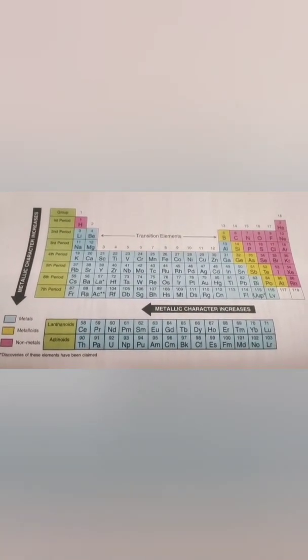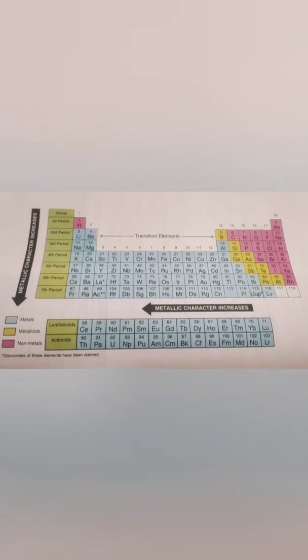Good morning, students. As we were studying chapter number 3 of our chemistry, the last topic discussed was ionization enthalpy. With regards to that, we will discuss it with the help of the periodic table.